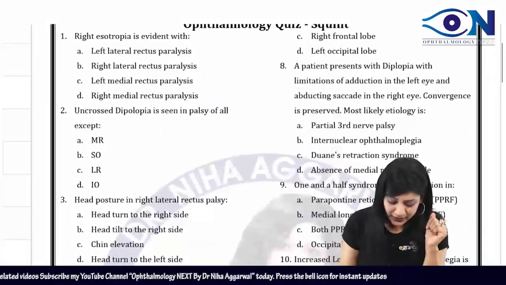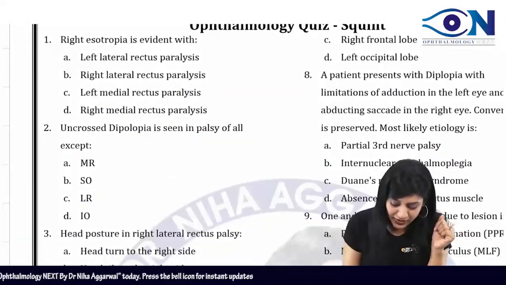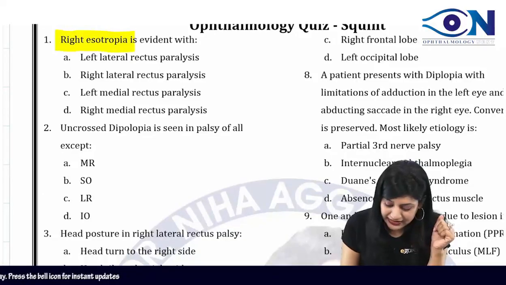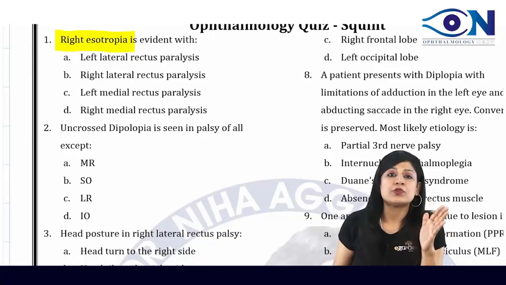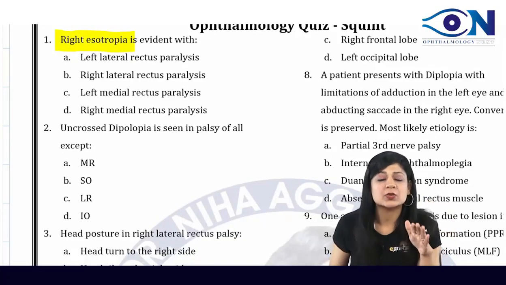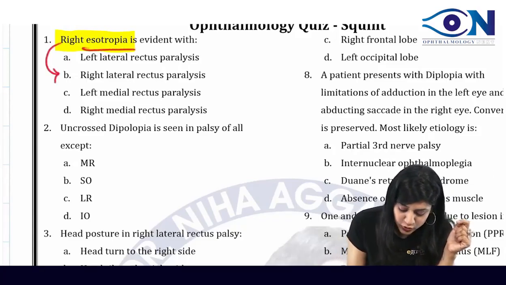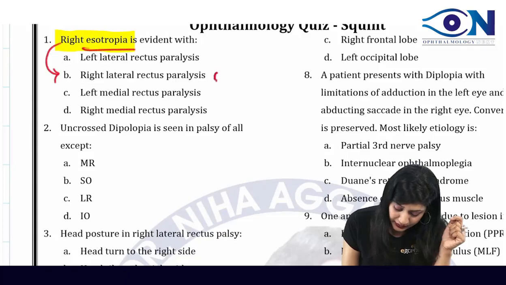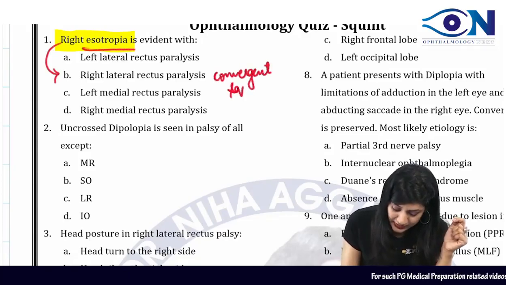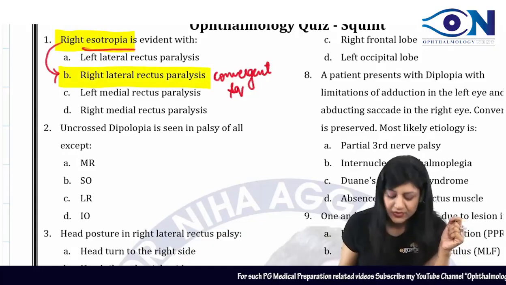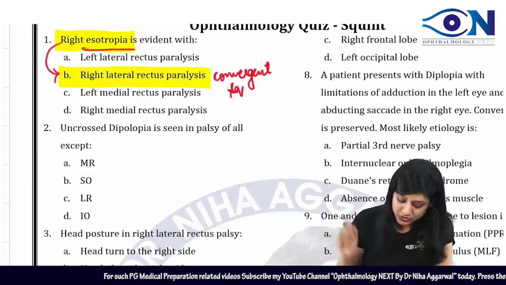If you look at the questions, number 1 is: right esotropia is evident with. If you have a right convergent squint, right means the muscle should be on the right side only, and eso means it will be a convergent squint, right? So the answer to this question will be B. Right lateral rectus will cause the right convergent squint.